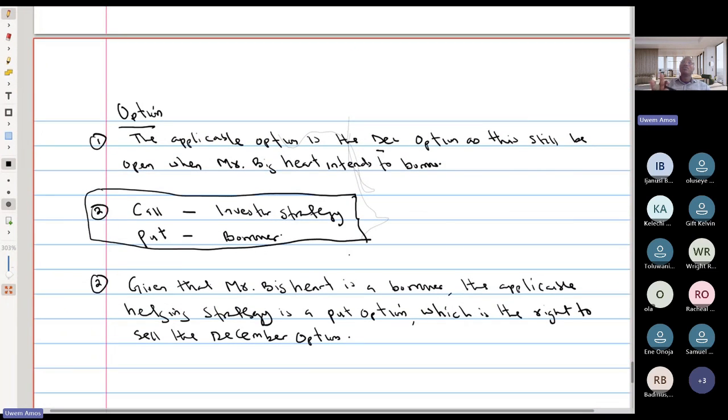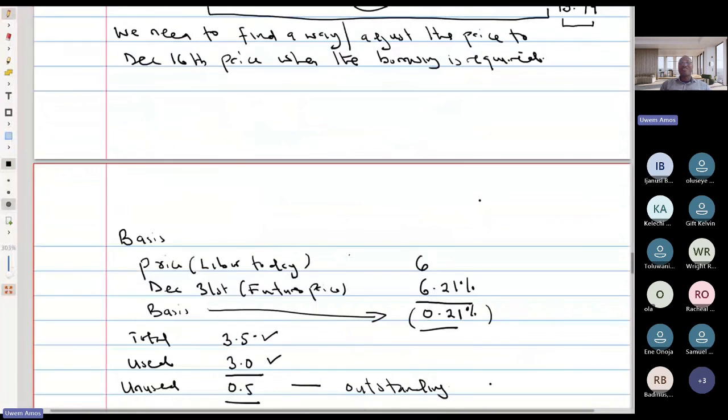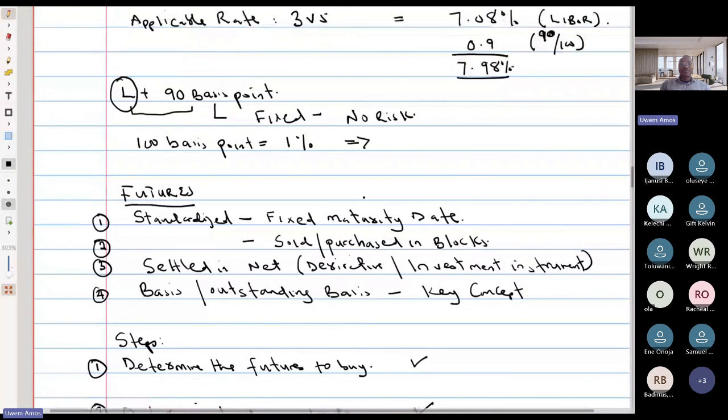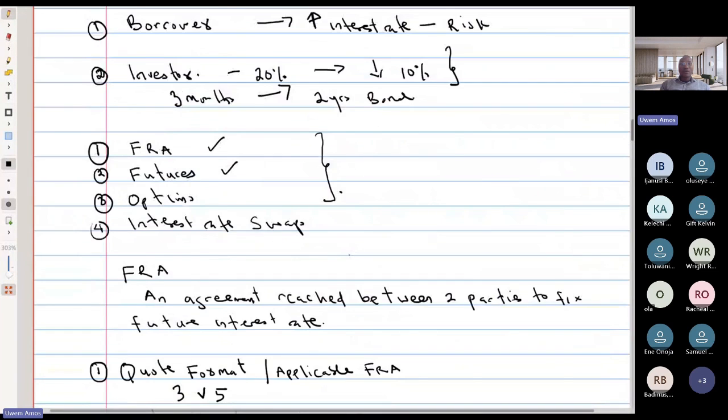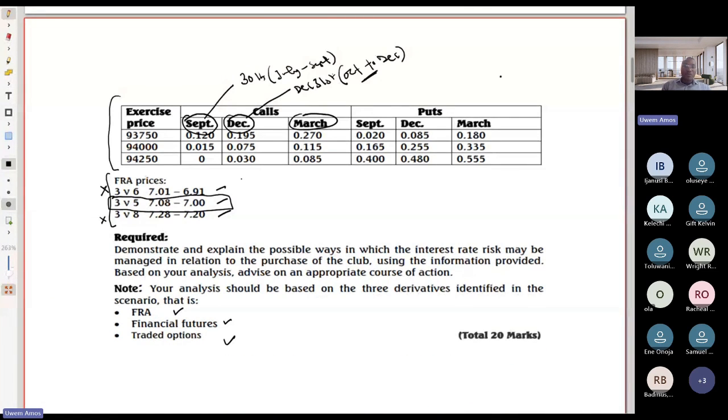So now we've narrowed down to the fact that Mr. Big Heart is interested in December, and is interested in just put, because that is his strategy. So let's go back to our question and even see what we have in that table. We can just cancel out the part we don't need, because we established what we really need. We established that September is not applicable because it's not open. March is not applicable because it's not open. Now we've established that what we need is put and not call.